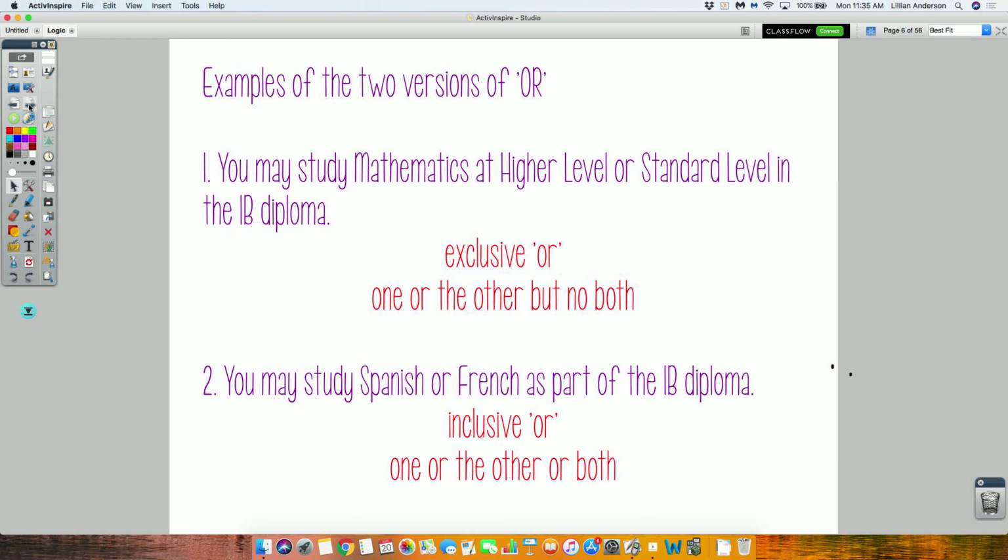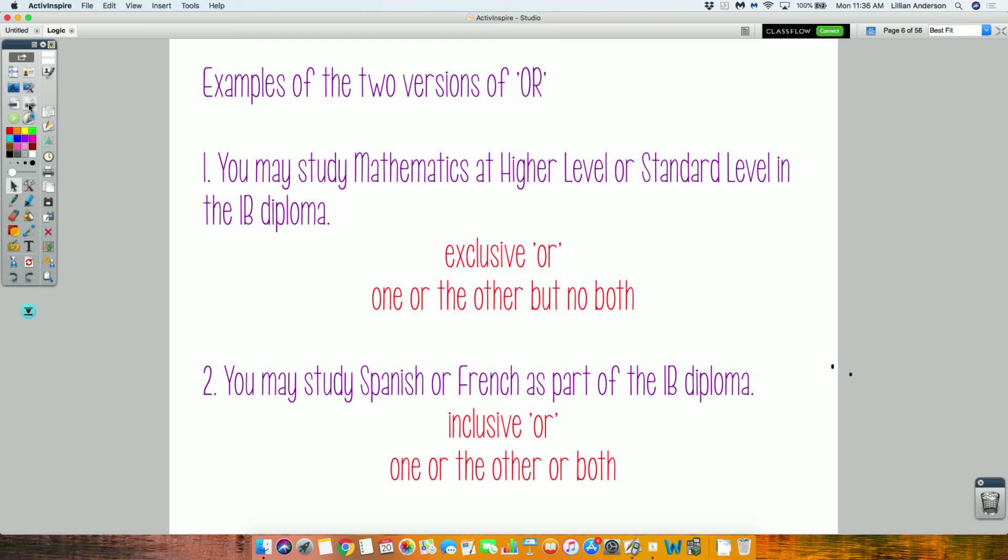Look at these 2 sentences. You may study mathematics at higher level or standard level in the IB diploma program. Or, let's bring it down more towards Lake Wells. You can either study mathematics at the SL level or at the studies level, but you can't do both. Does everybody understand that? In that particular statement, that or basically means it's going to be one or the other, but not both.